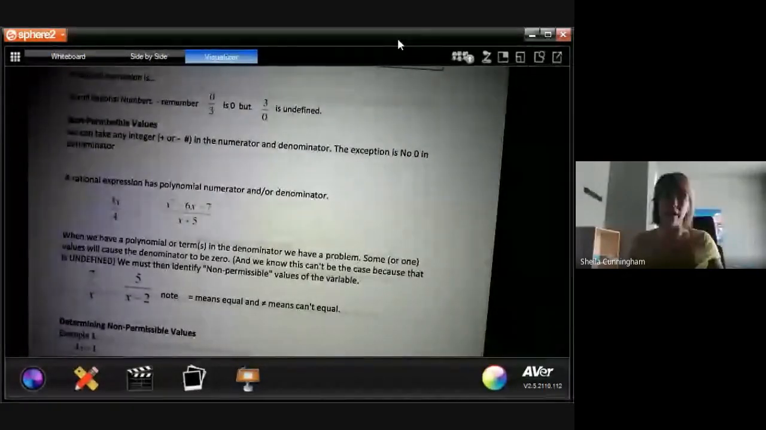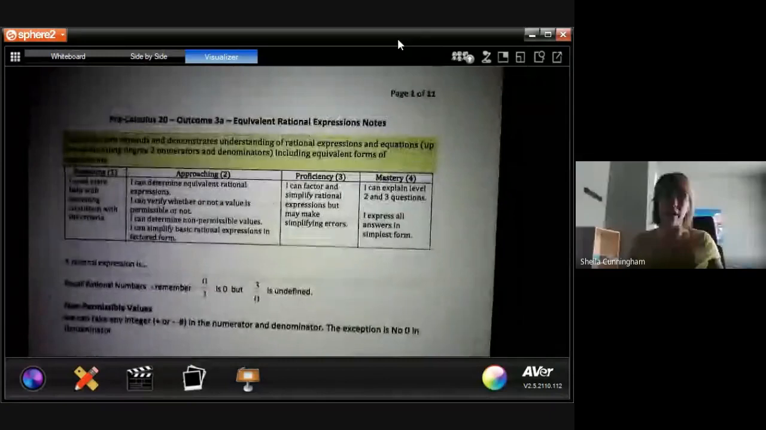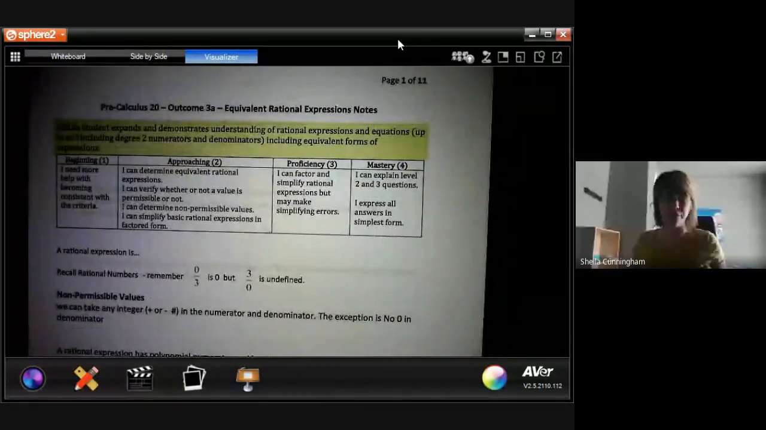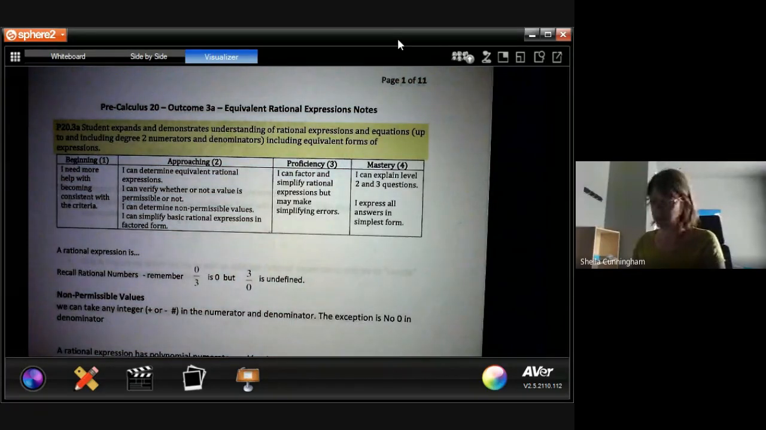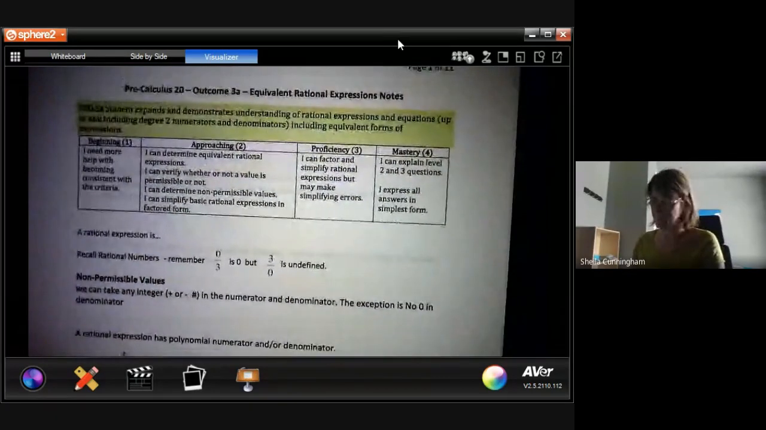Okay, so this unit on outcome 3A, we're looking back at rational expressions. We are looking at equivalent expressions. So we're basically looking at equivalent fractions, but in the process of putting polynomials in there, making it a little bit more complicated, we're going to have to pull in the factoring pieces. Remember the factoring pieces from a while ago? That's going to come back to haunt us a little bit.